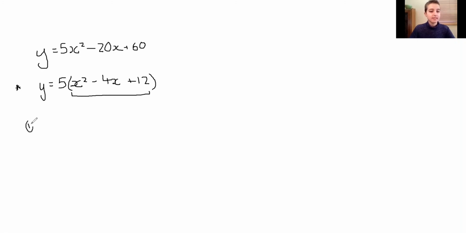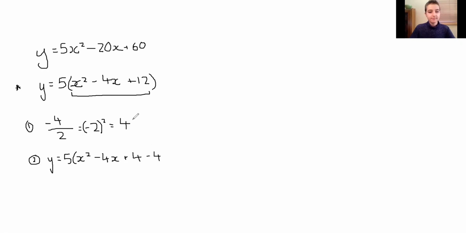So now we go to our step 1, which is halve the coefficient of x, divided by 2, so that becomes minus 2. Square it, so that becomes 4. So that is our number that we insert. So we've still got our 5 out the front, don't put it back in. X squared minus 4x plus 4 minus 4. It's from that bit. And then still plus 12 on the end.